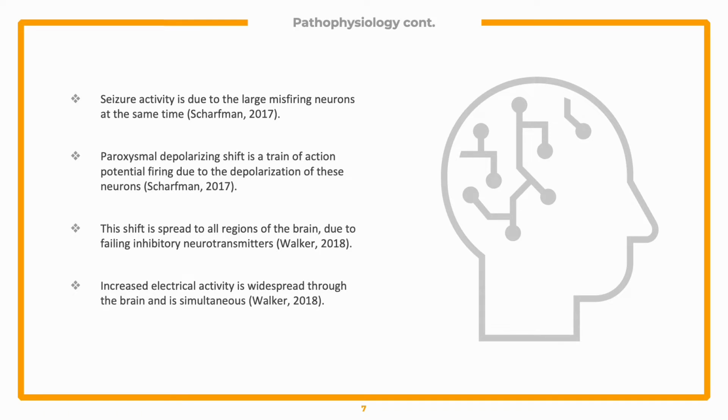In partial seizures, this is usually contained to the area of the brain it originated from. However, during seizure activity, this spreads due to the failing of inhibitory neurotransmitters. In generalized seizures, the increased activity is widespread throughout the brain simultaneously. The true cause of this increased activity from multiple areas of the brain is not completely known. However, it is hypothesized that it may be from hyperexcitability of neurons through the cortex of the brain and abnormalities in neural networks that connect the cortex to the thalamus.